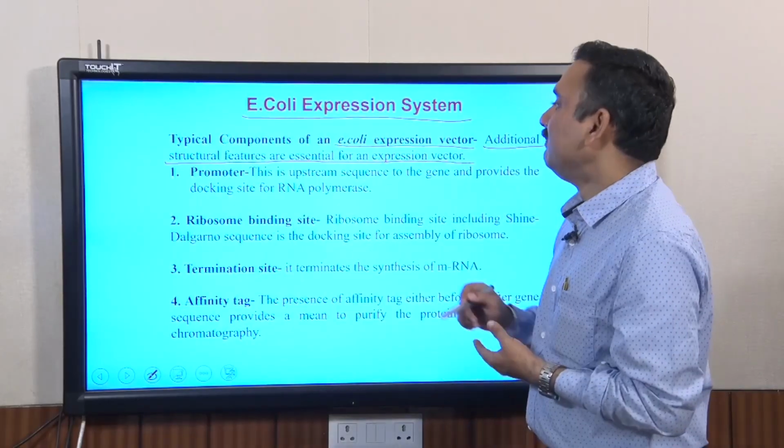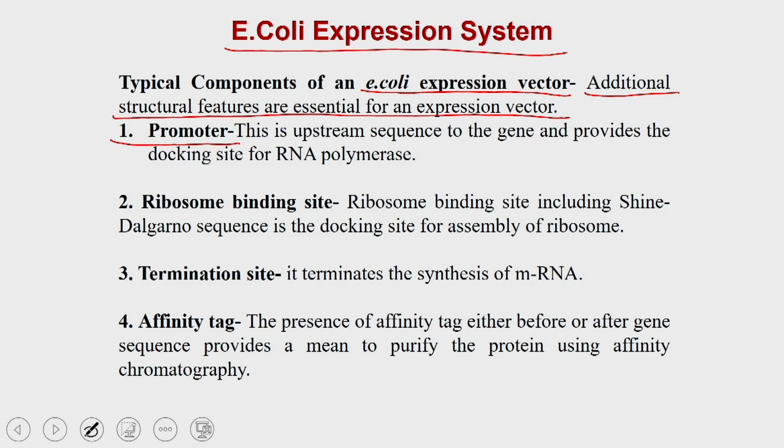What are these features? The first and the most important feature is a promoter. The promoter is an upstream sequence to the gene and it provides the docking site for the RNA polymerase. Just now, when we were discussing the protein production machinery, we discussed the promoter where the RNA polymerase goes and binds and then starts the transcription of the messenger RNA.